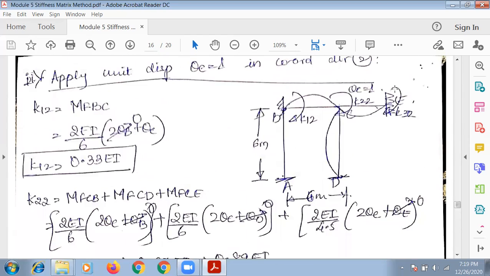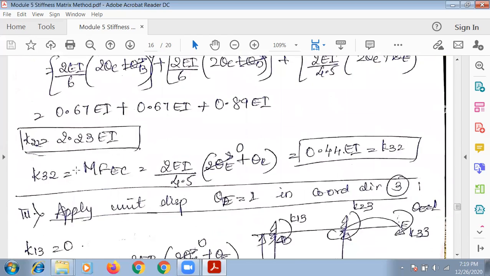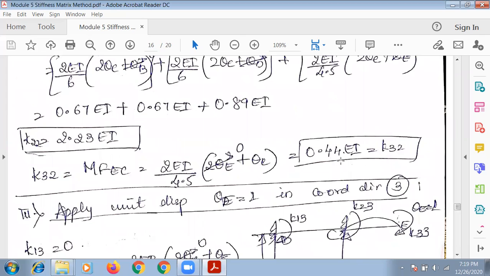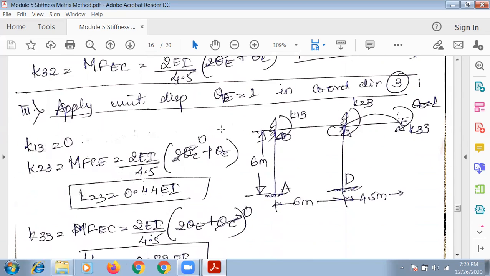Next, the final one, K32. K32 means it is from the span CE. So it is MFEC, which is 2EI by L. This is the first joint, so it is 2 times theta E plus theta C, equal to 0.44 EI. That is K32. After this, let us go to the last coordinate direction, the third direction. Apply unit displacement theta E equal to 1 in coordinate direction 3.